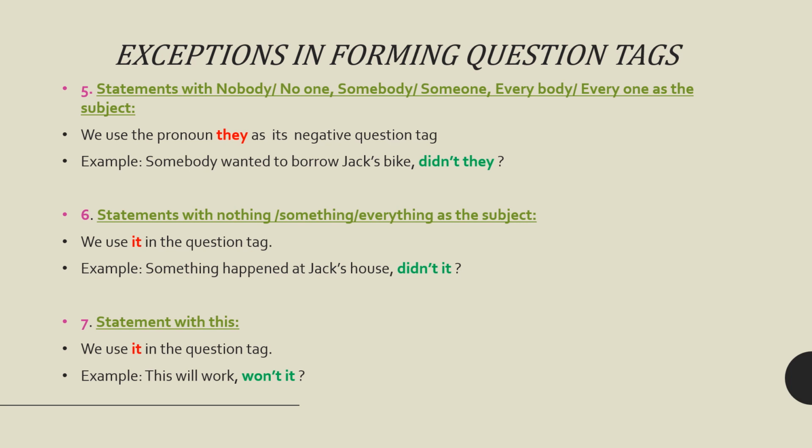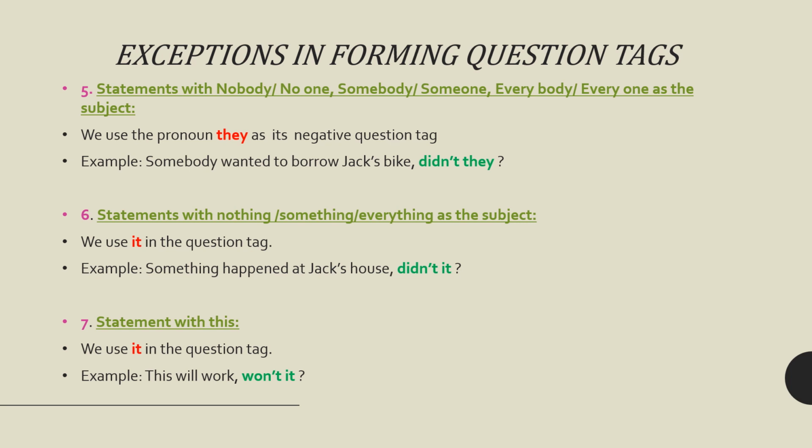Statements with nothing, something or everything as a subject. We use "it" in the question tag. Example: "Something happened at Jack's house." Here "happened" is in the past form, so again "did" is used. And "something happened at Jack's house" is giving a positive sense and so a negative question tag is made, "didn't it?"